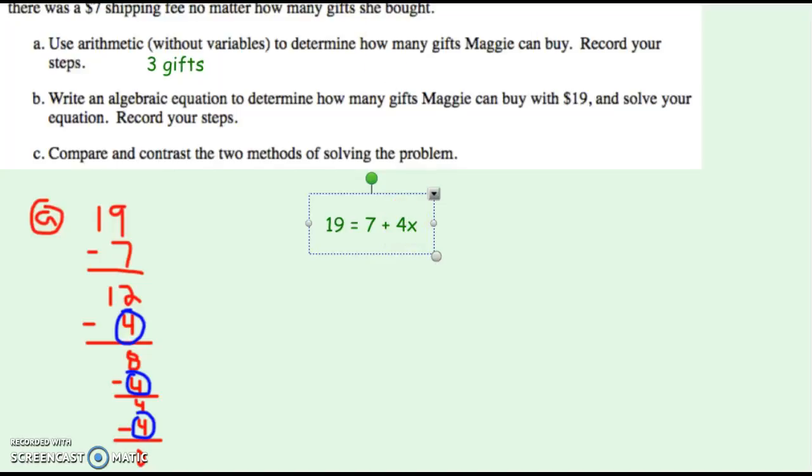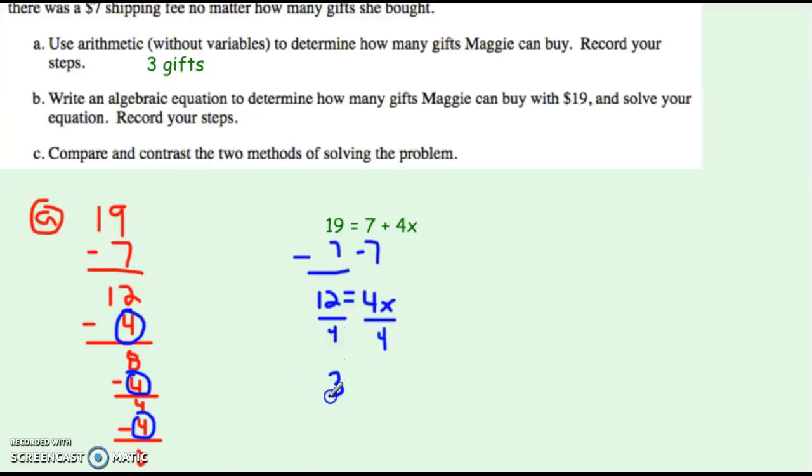So for this, I'm going to solve for X, because it's asking me to solve my equation. So I need to get X by itself. So I'm going to subtract 7 from both sides. Hopefully you're used to this process by now. I end up with $12 on the left, and I end up with 4X on the right. I need to get X by itself, so I'm going to divide by 4, because 4 divided by 4 is 1, and I'd end up with 1X, which is what I want, and 12 divided by 4 is 3. So 3 equals X. And that's the same thing that I discovered using part A.